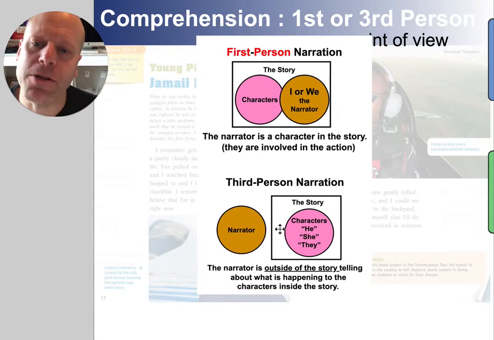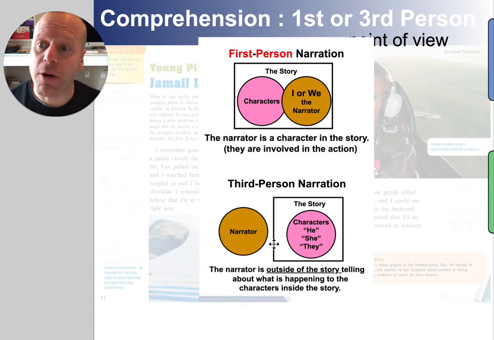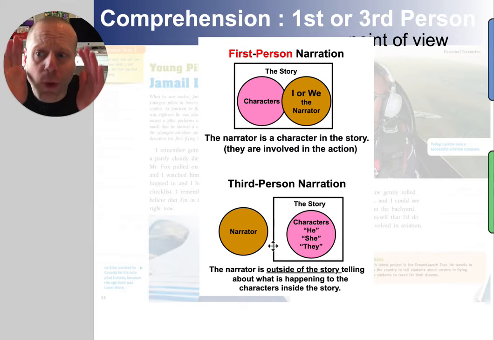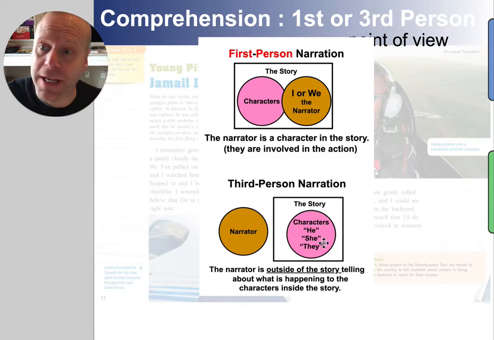Then there are other stories where the narrator is watching. Maybe I like to think of it like through a window. And you can see what the characters are doing. And you might say, oh, did you see that? He went over to the sink. They are going outside. The narrator is witnessing what's going on in the story. And they're telling you about it.